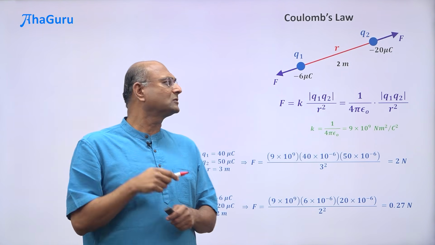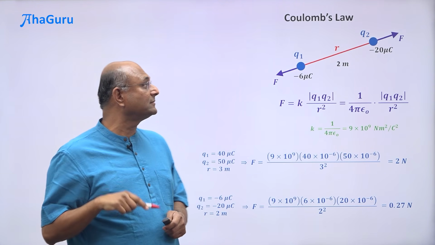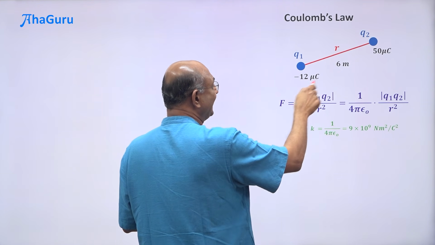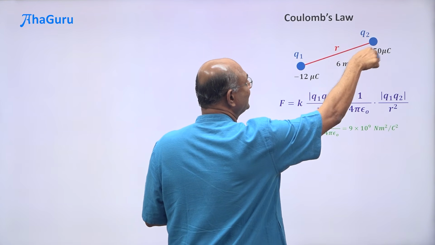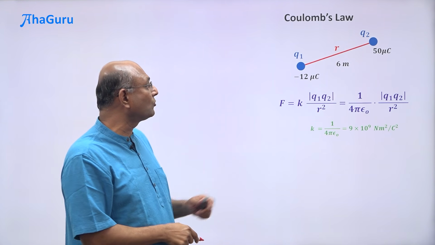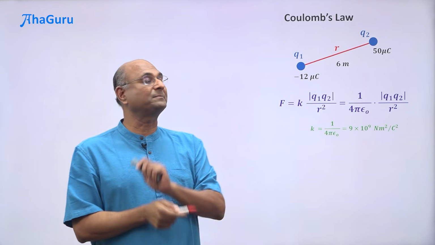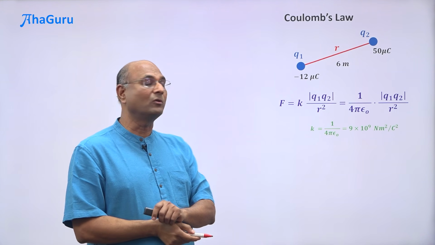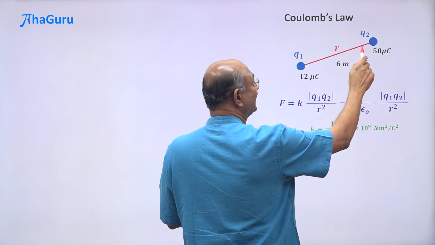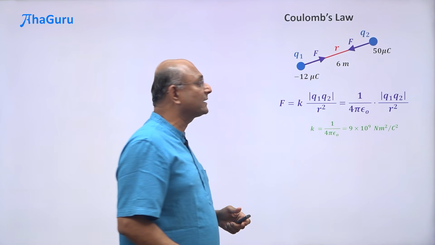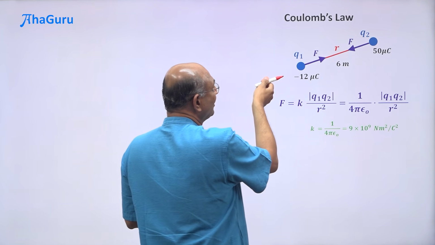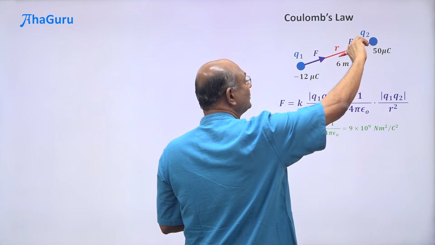Okay, suppose I had one positive and one negative charge. Well, let's say that this was minus 12 microcoulombs, and this was plus 50 microcoulombs separated by a distance of 6 meters. What will be the force now? First of all, minus and plus, so it's going to be an attractive force, right? So the force on Q1 is going to be like this, and on Q2 is going to be like that.